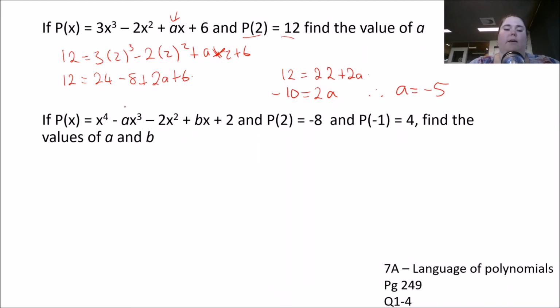Sometimes it's a bit harder. Here we have 2 unknowns, but we also have 2 things they've told us. So that's going to end up as a simultaneous equation. 7A, Language of Polynomials, page 249, questions 1 to 4.